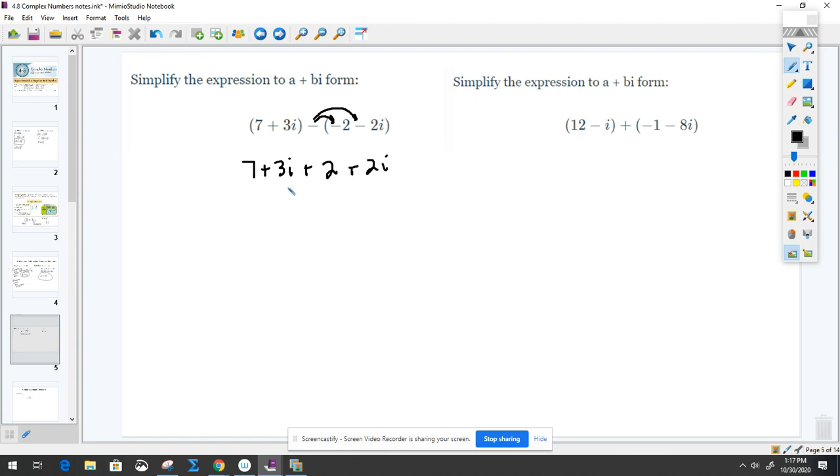And then I combine like terms. 7 plus 2 is 9. 3i plus 2i is 5i. When I'm adding, I don't make it an i squared. I just combine like terms, and this would be my complex number.